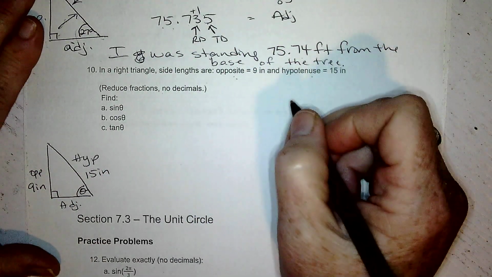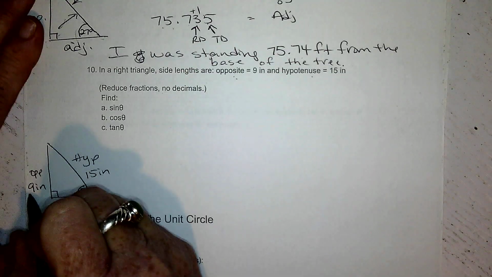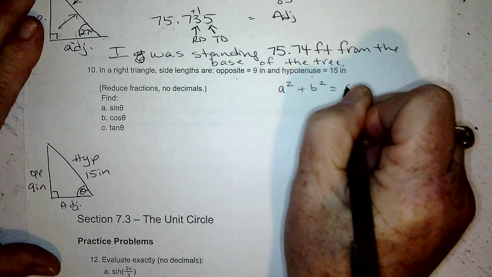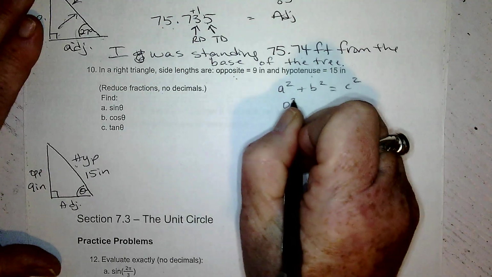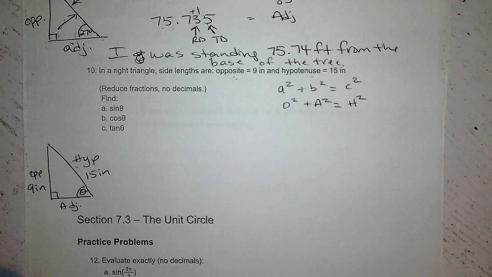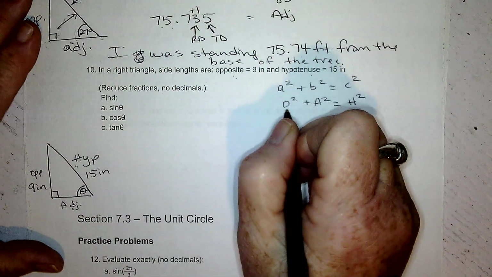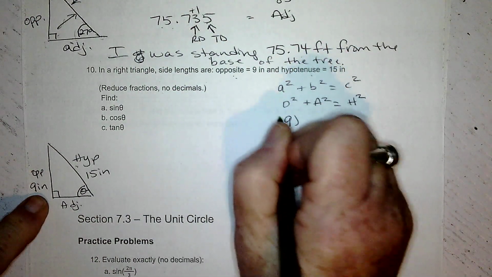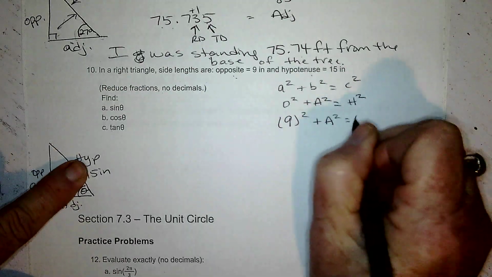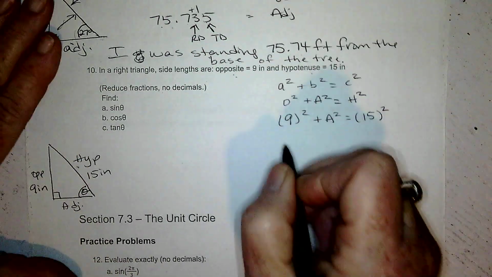Well, do we? Actually, we've got so many different ways we can do this, but let's do it this way. I can find sine right now, but I want to find my adjacent so that I have that. A squared plus b squared is equal to c squared. If it's easier to write it, opposite squared plus adjacent squared is equal to hypotenuse squared. That's what we're doing. So the opposite is 9, we're looking for our adjacent, and our hypotenuse is 15. We just need to solve for A.